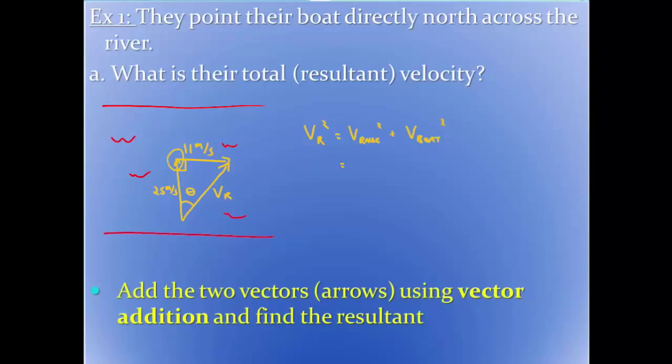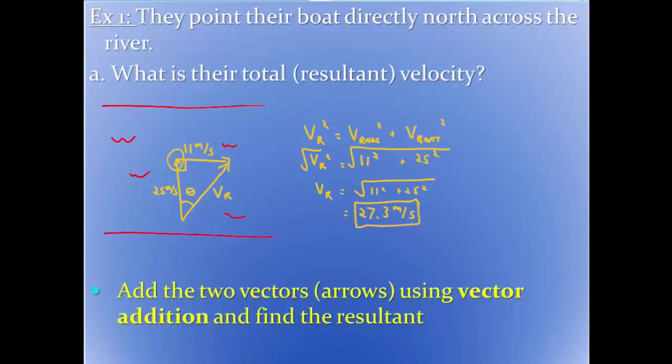And when that's the case, we can plug in the values. We know that the V river is 11 meters per second, squared, plus 25 meters per second, squared, and that still equals V r squared. Well, we need to take the square root of both sides. Don't make a rookie mistake and just square root each number individually. So V r is going to equal the square root of 11 squared plus 25 squared, and that's going to equal 27.3 meters per second. So we have our velocity, and it was just as simple as the Pythagorean theorem, which most of you learned in grade 8.